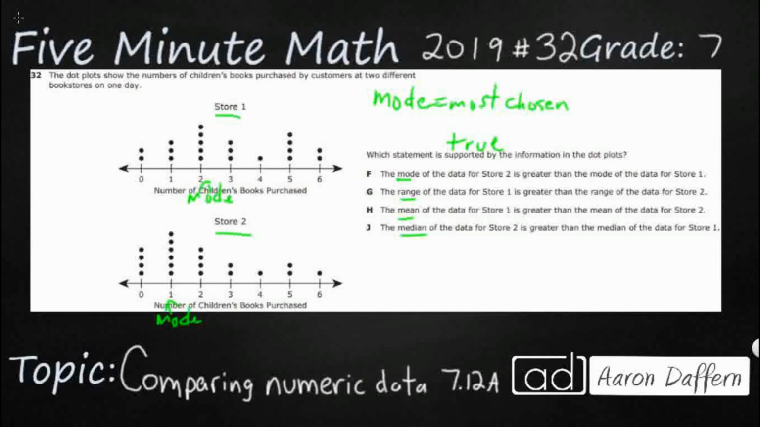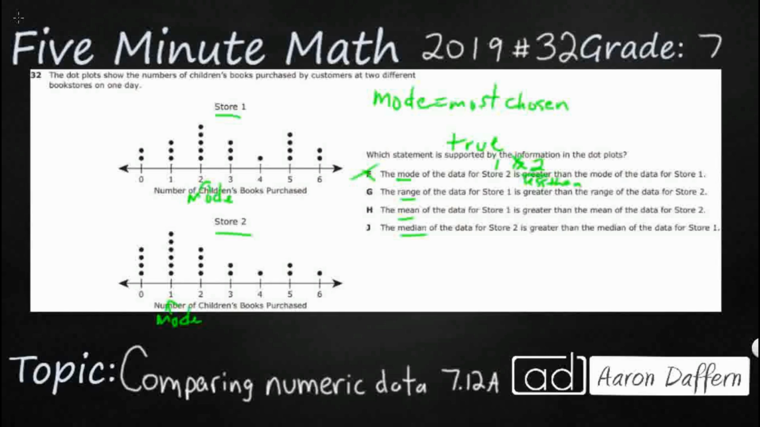So the mode for the data in store 2 is greater than the mode for the data in store 1. Well, actually, no. This says the mode for store 1, which is 2, is greater than the mode for store 2, which is 1. And that is incorrect. It needs to be less than. So it was close, but actually the mode of store 1 is less than the mode of store 2.